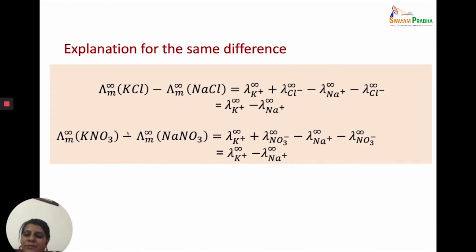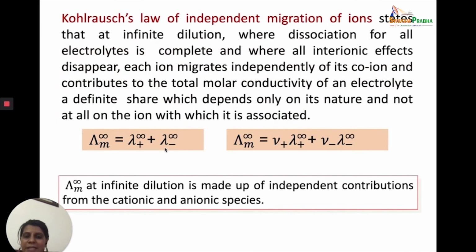Similarly, if I were to write the difference between lambda infinity KNO3 and lambda infinity NaNO3, I would get lambda infinity K+ plus lambda infinity NO3- minus lambda infinity Na+ minus lambda infinity NO3-, which will lead to lambda infinity K+ minus lambda infinity Na+. So in both the differences, you see that the value that you finally get is actually the difference between lambda infinity K+ and lambda infinity Na+. So there is a definite contribution being made by K+ and Na+ to both these electrolytes, whether in the first case or in the second case.